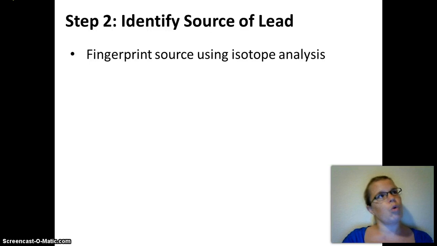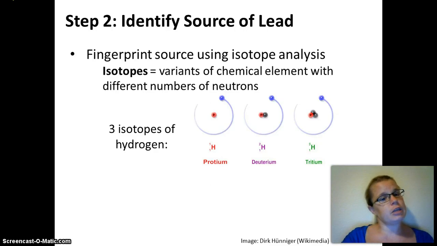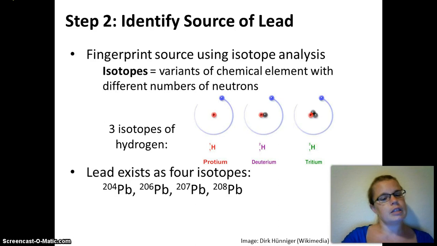Now the next thing was to figure out, where is this lead coming from? It's probably something to do with the buildings, but what exactly? The way Myra did this was using something called isotope analysis. Isotopes are different variants or forms of chemical elements that have different numbers of neutrons. For example, hydrogen always has 1 proton, but it can have 0, 1, or 2 neutrons. These are 3 different isotopes. If they're not radioactive, then they're called stable isotopes, which is what was used in this study. Lead exists as 4 different isotopes, so 4 different numbers of neutrons, but all with the same number of protons, which is what defines it as the element lead.